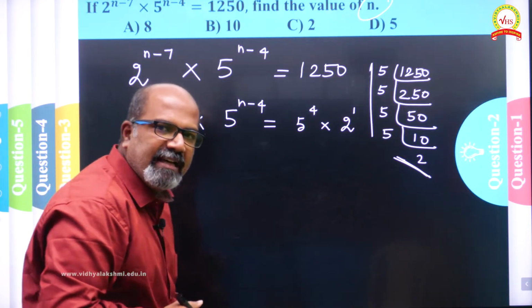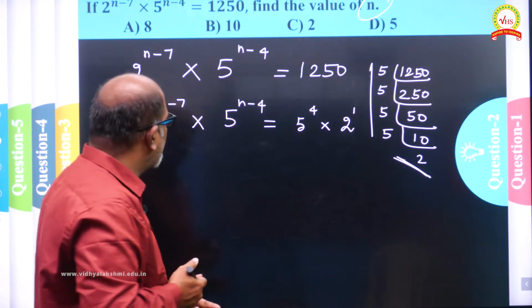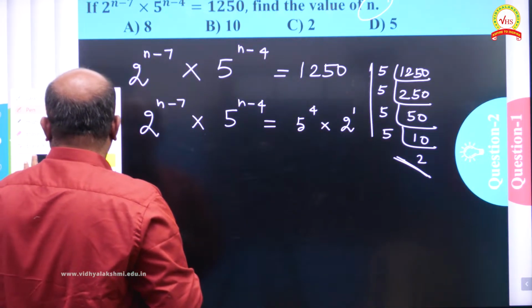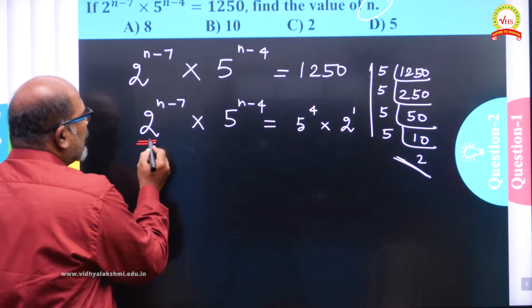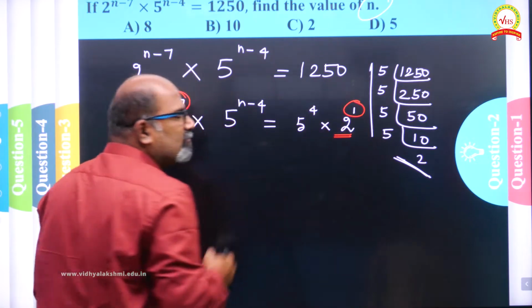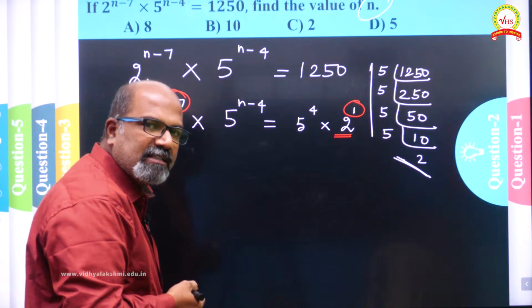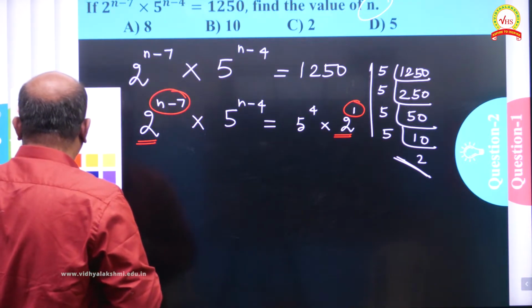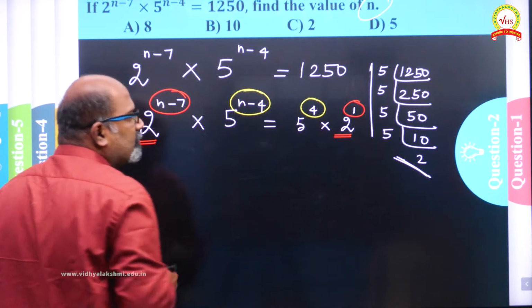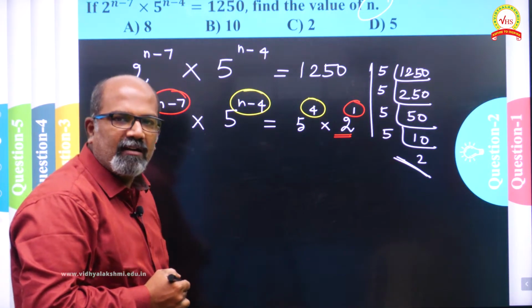Now I can equate the exponents, but you should be very careful that when you are equating the exponents, we should equate with the corresponding base. That is, we are having 2 here and 2 here, so this n minus 7 has to be equated with 1. If you want to equate the exponent with base 5, then this n minus 4 has to be equated with 4, because the exponents having the same base have to be compared on both sides.